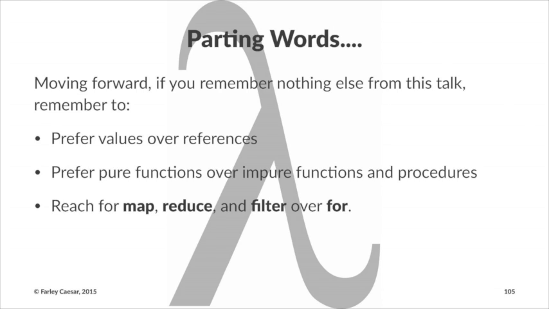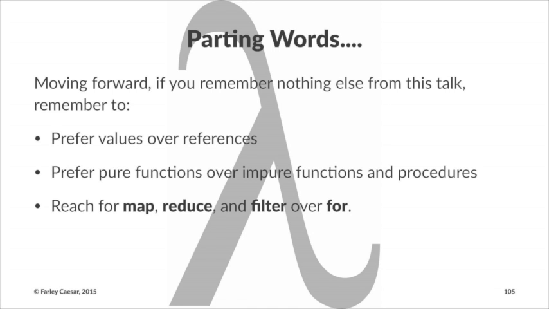So if you remember nothing else from this talk, remember to prefer values over references when you can in your development. Value types over reference types. Prefer pure functions over impure functions and procedures. Again, when you can use them, but sometimes you can't. And reach for map, reduce, and filter over for when you can.